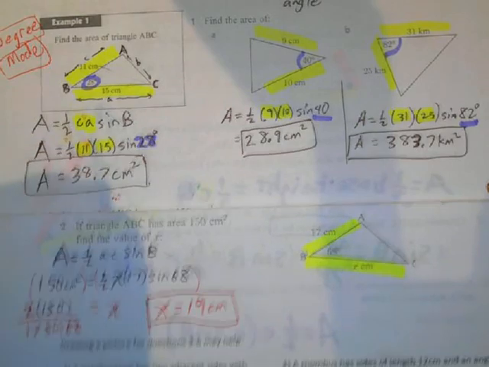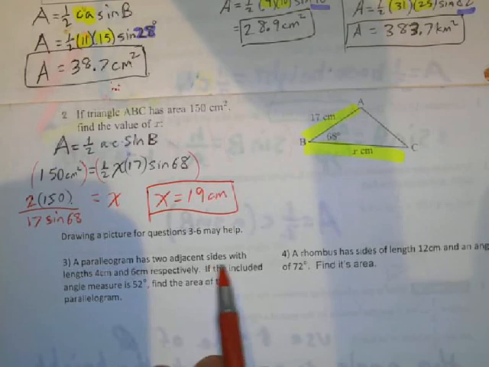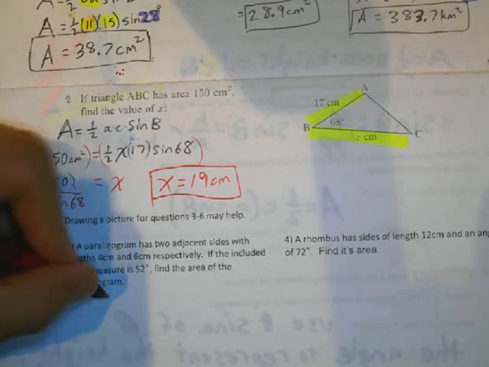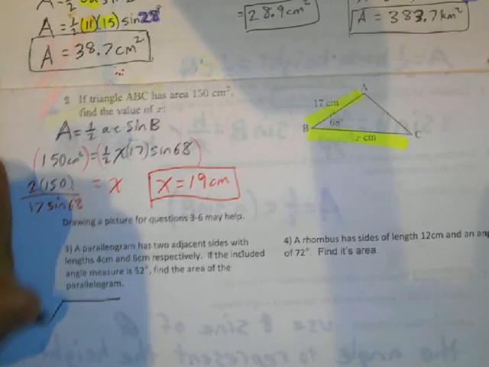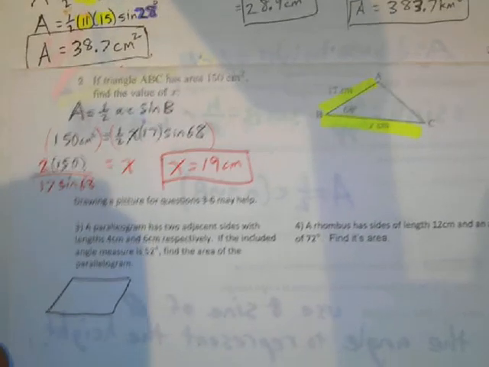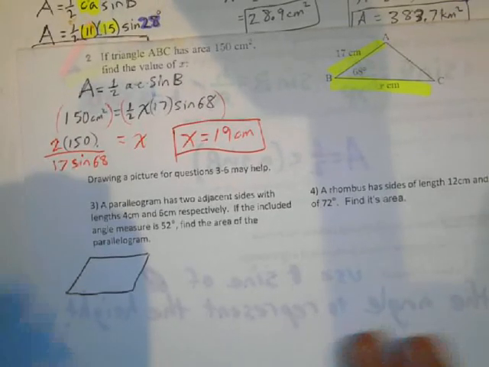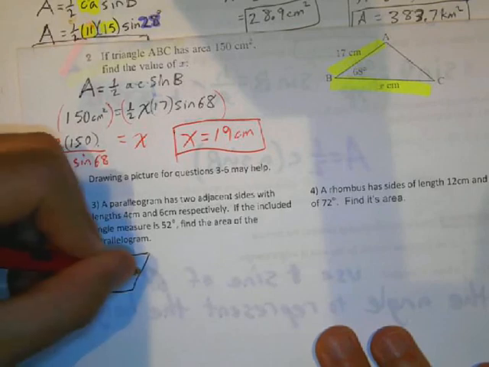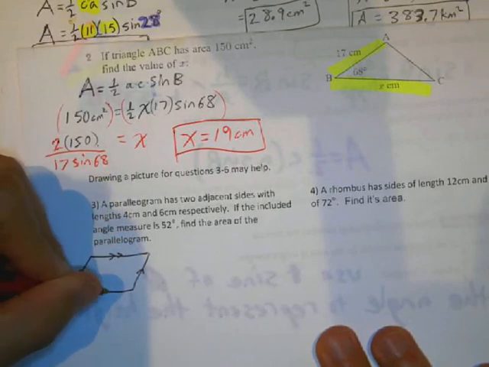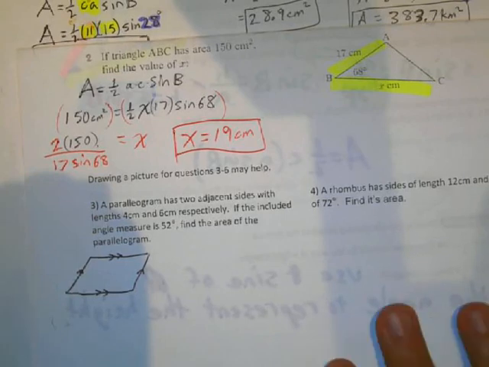Okay. Next one. Draw a parallelogram. Two adjacent sides are 4 and 6 centimeters respectively. The angle measurement is 52. So draw the picture. I saw so many students today not drawing the picture. You're going to have a lot of trouble if you try to study for the final and you don't have good drawings here. So, parallelogram.